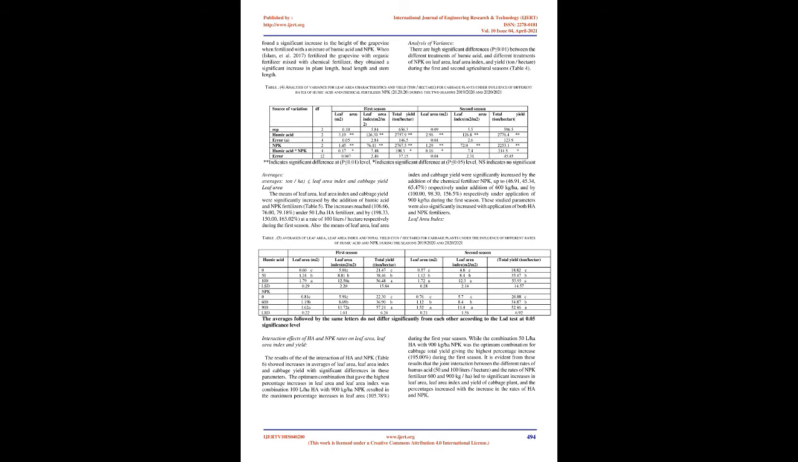Stem attained the highest percentage increase, 27.27% in length and 38.30% in diameter, and head attained 48.16% in length and 71.45% in diameter. While the combination 50 L/ha with 900 kg/ha NPK gave the highest percentage increase in head roundness, 52.77%.